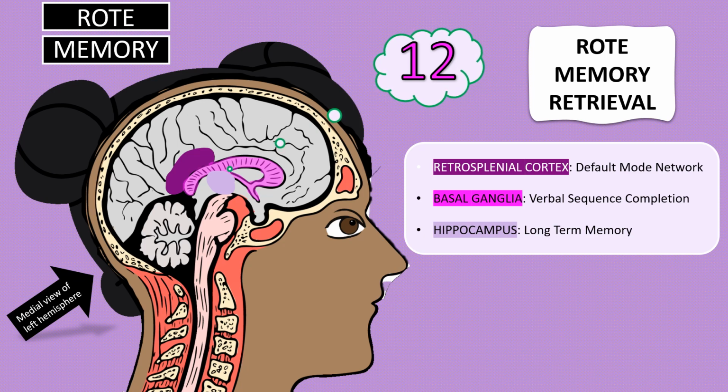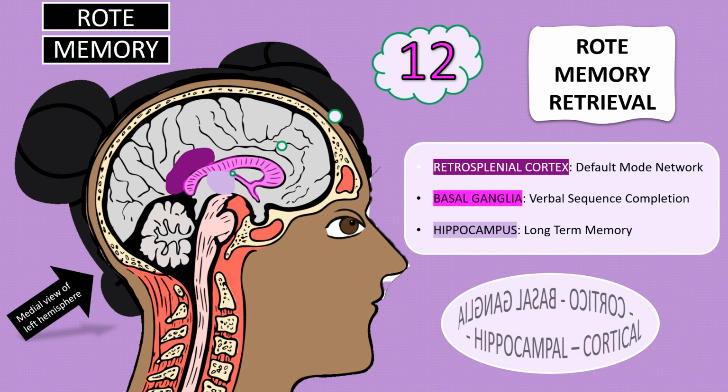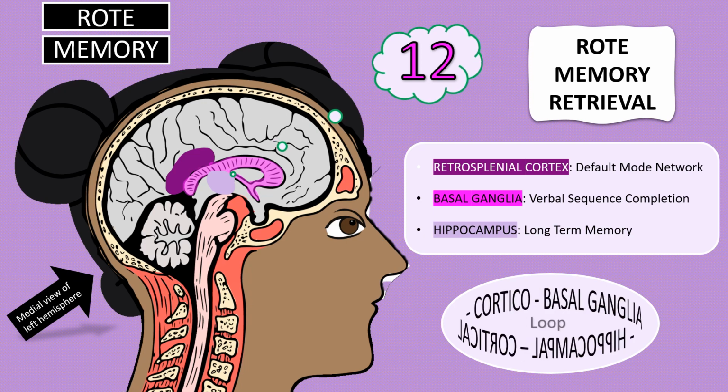This is a key feature of rote memory retrieval and is also why learning the basic facts makes more complex math easier in the future. The finalized verbal equation is then sent back into the retrosplenial cortex, completing a neural loop. The cortical, basal ganglia, hippocampal, cortical loop to retrieve the memorized fact.